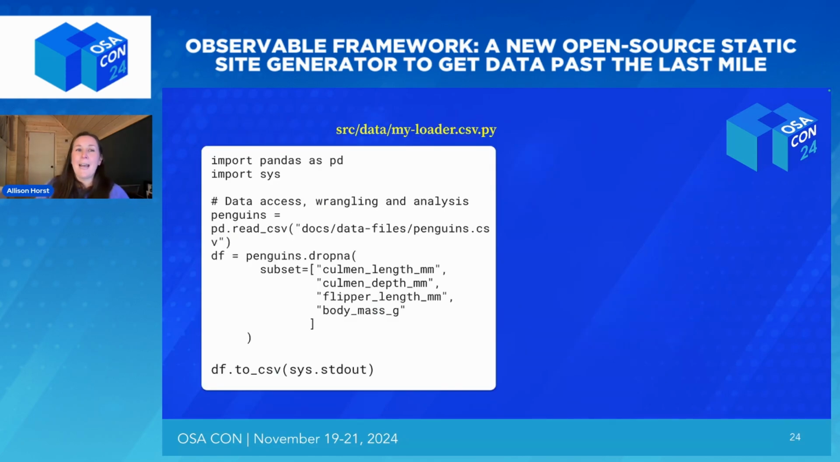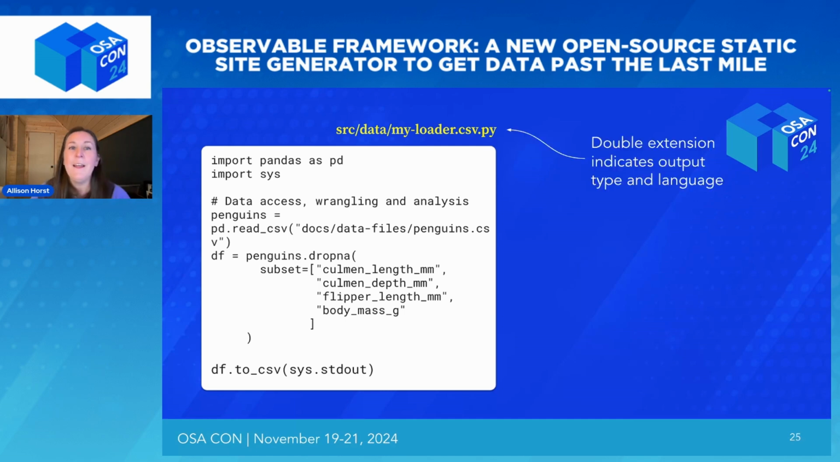So now I want to look at one simple but concrete example so you can see how this works and to demystify what a data loader looks like a little bit. This is a little Python data loader that does some basic data wrangling on the Penguins data set and then writes the output as a CSV. I'm going to break down the different parts, because there's only a couple of things that I think might look unusual. And the first is this double extension, which I hadn't seen before, but I think is really nice.